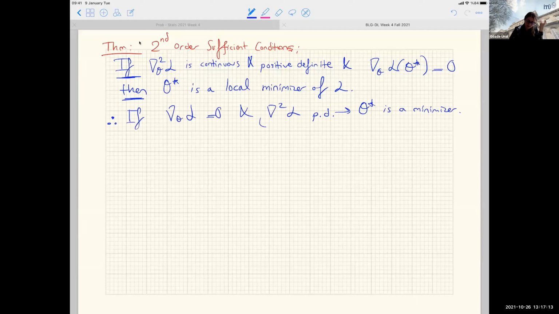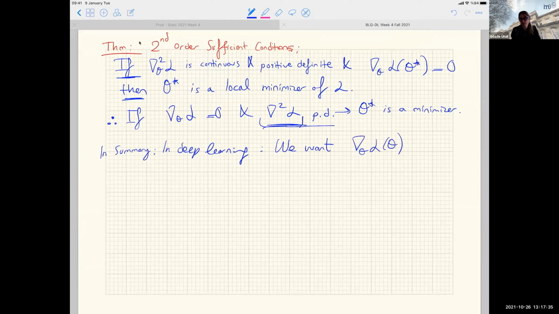But like we just talked about, it's very difficult to calculate this in deep learning. So in summary, in deep learning, we just go after this one. We want the loss function's gradient to vanish. You see, we do what we can do. So we search for theta star from this condition only, gradient theta L theta equals 0.